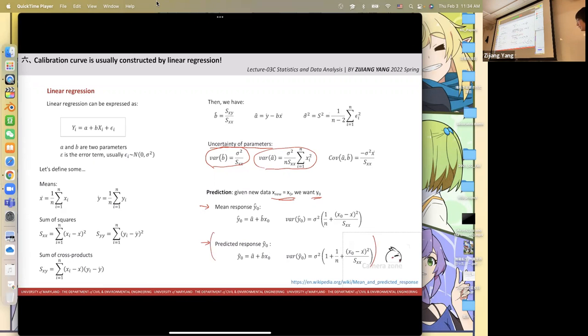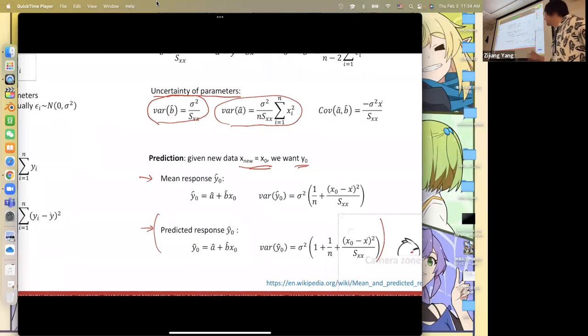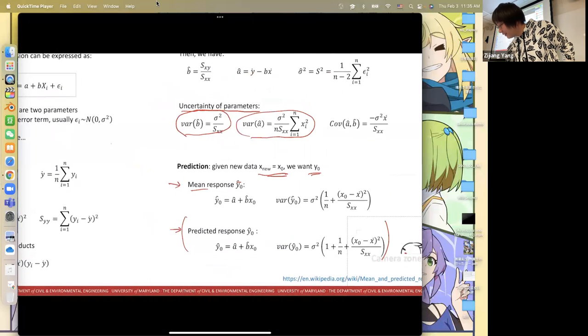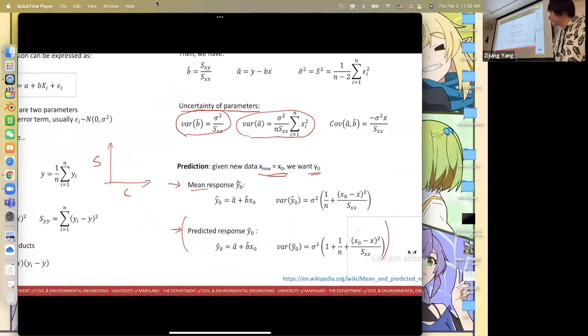So predicted response, which is Y0 hat. So the hat in statistics generally means that it is the estimation of that value. The difference between mean response and predicted response is that, so there should be Y bar hat. So this is Y bar hat and this is Y. So for example, like this is our calibration curve. Let's just say this is a concentration and this is a signal.